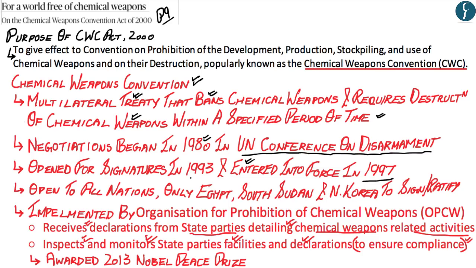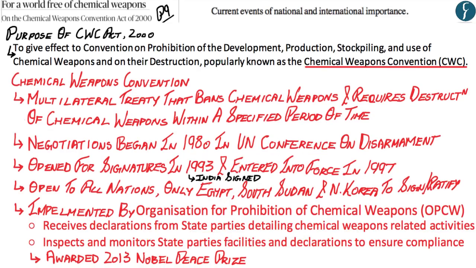Now you should also remember that India signed the Chemical Weapons Convention in 1993. Until now, only Egypt, South Sudan, and North Korea are yet to sign or ratify this agreement. Now, another important aspect that you should remember is that the Chemical Weapons Convention is implemented by the Organization for Prohibition of Chemical Weapons, or OPCW, and OPCW was awarded the 2013 Nobel Peace Prize.